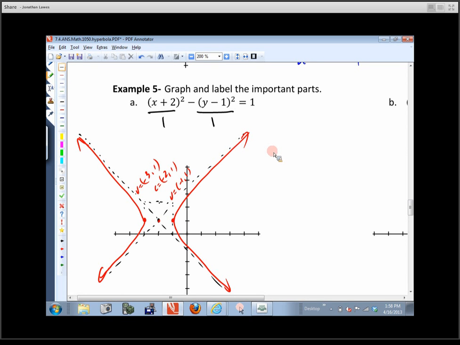Parker, how do I find the foci? Add the two together, so that's going to be 2 equals c squared. Take the square root of that. So I'm going to go the square root in each direction from the center. Square root of 2 is about 1.4, so we're going to go to about right there. There's a focus, and about right there, there's a focus. And then I want to label those two points.